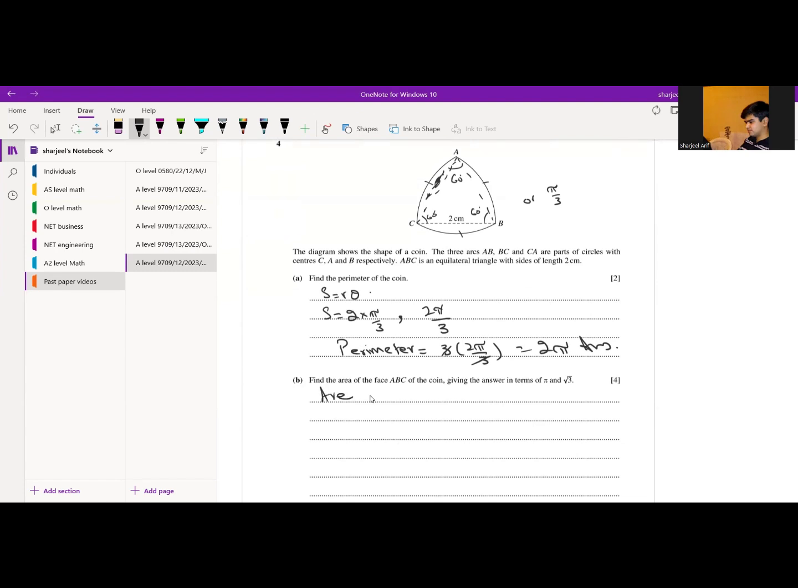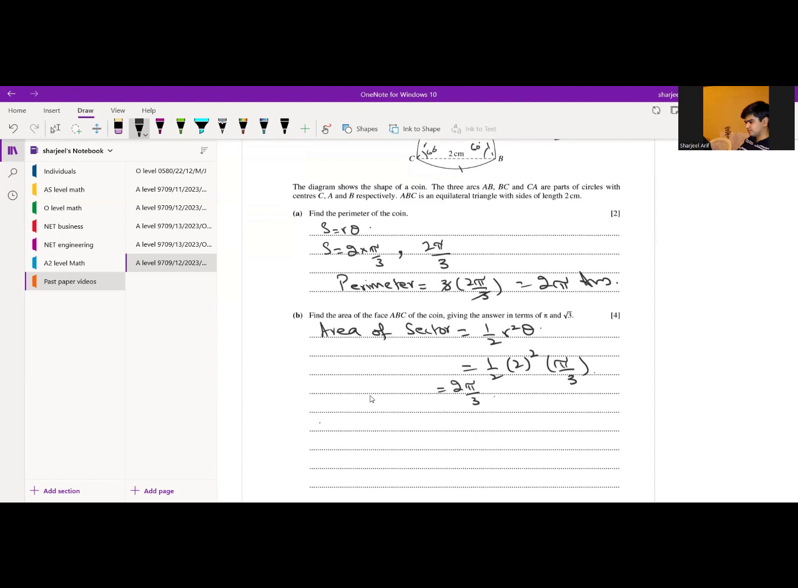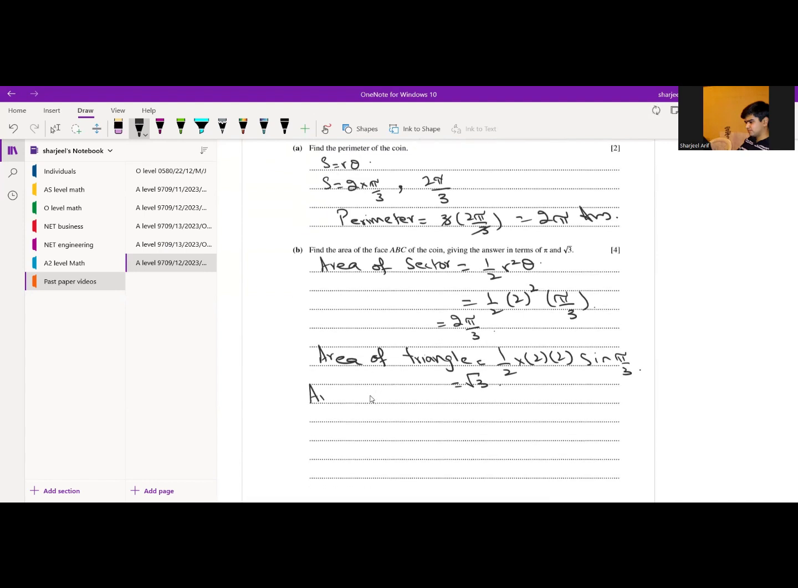The area of any sector is equal to 1 by 2 r square theta. So we will use the radius 2 and angle pi by 3 to get 2 pi by 3. That is the area of the sector. Now, the area of the triangle will be 1 by 2 into 2 into 2 sine pi by 3. So this will be equal to root 3. So this means the area of segment CA will be 2 pi by 3 minus root 3.